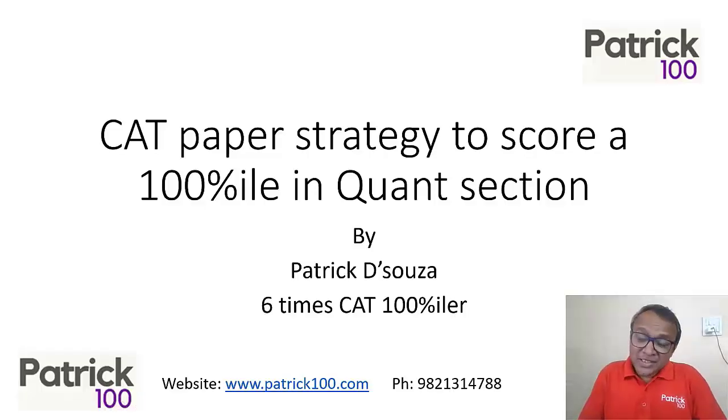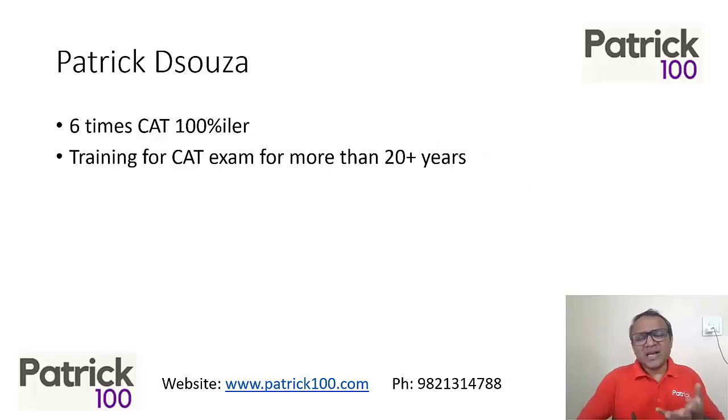Hi, CAT paper strategy to score 100 percentile in Quant section. So what should be the strategy for a person who's aiming for 100 percentile? Well, it varies from person to person, but I'll give you my experience in terms of what I do with regards to scoring 100 percentile in the Quant section. Now this is focused on Quant. We have a separate video for DILR. This is specifically for Quant.